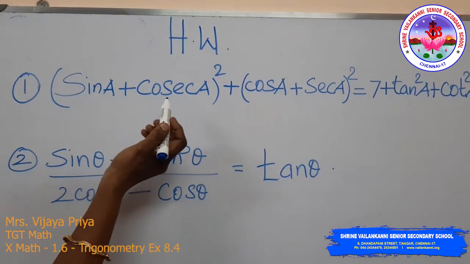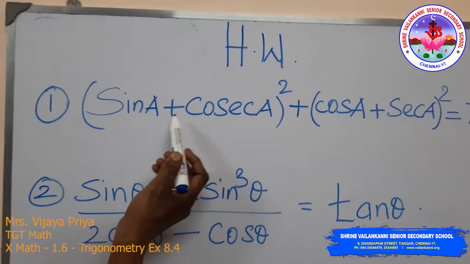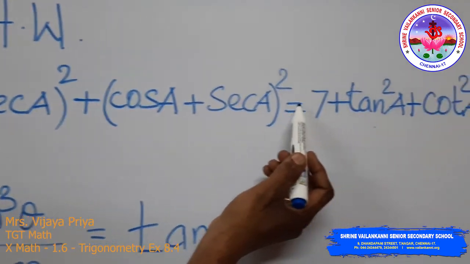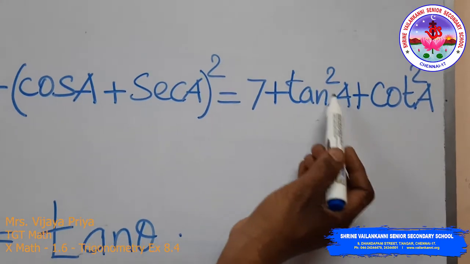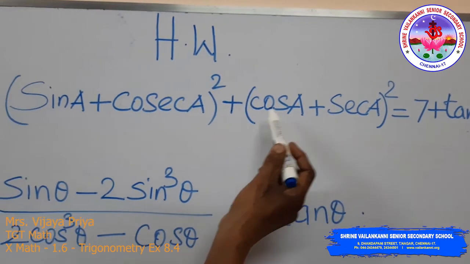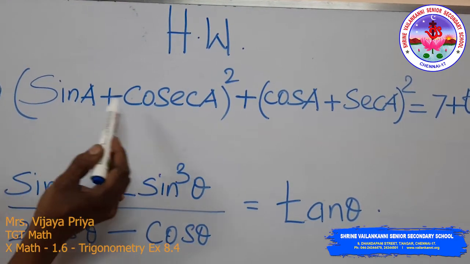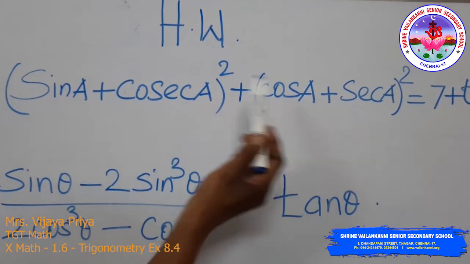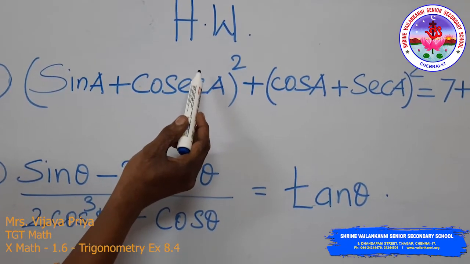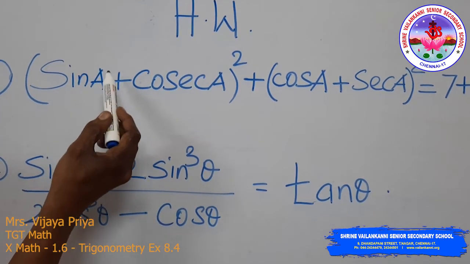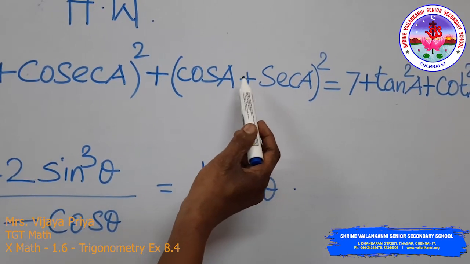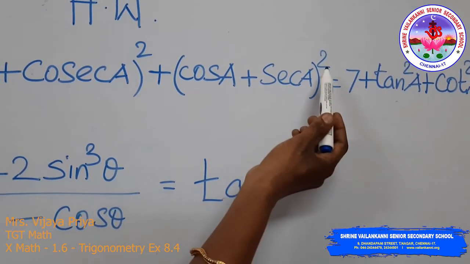Students, do this as a homework. The first problem: (sin A plus cosecant A) the whole square plus (cos A plus secant A) the whole square is equal to 7 plus tan squared A plus cot squared A. So I will tell you the steps how to derive this. You are going to use the formula (a plus b) the whole square in both the cases. So in one case you will be getting sin squared A plus 2 sin A into cosecant A plus cosecant squared A, and here cos squared A plus 2 cos A into secant A plus secant squared A.